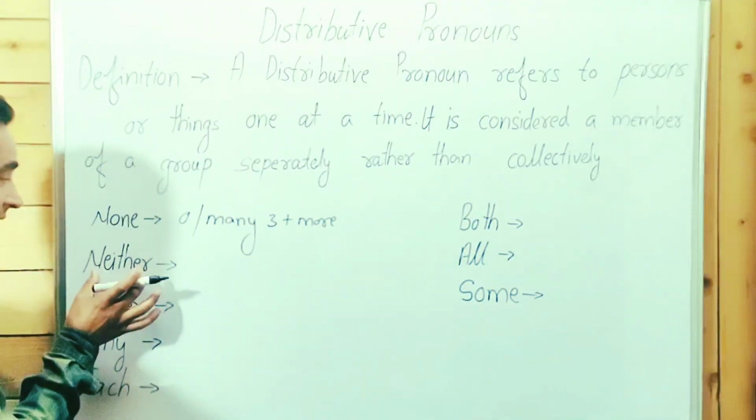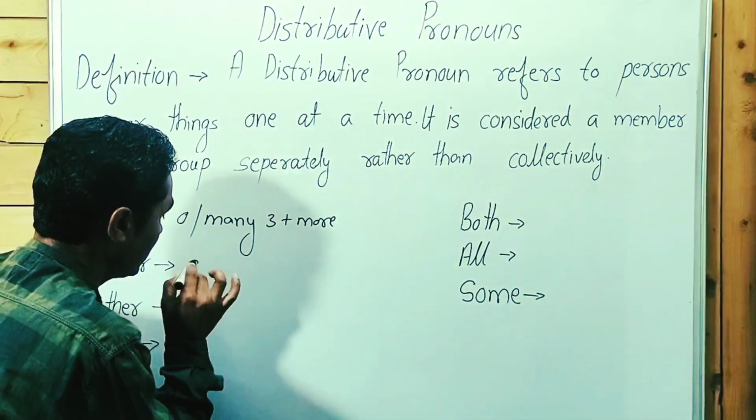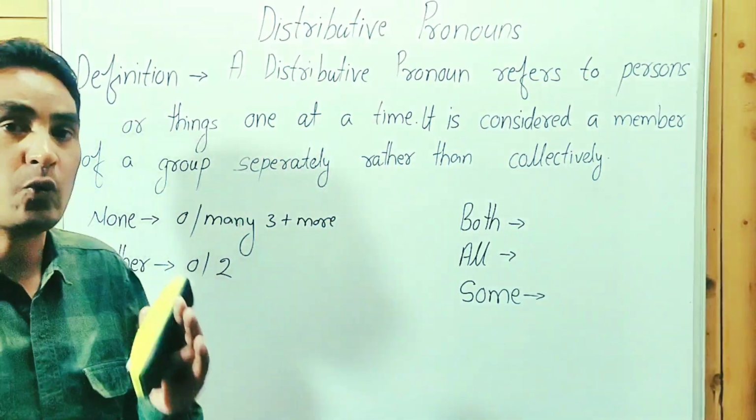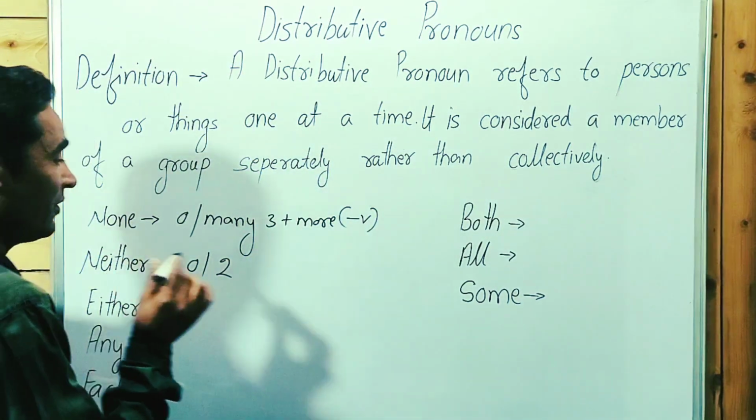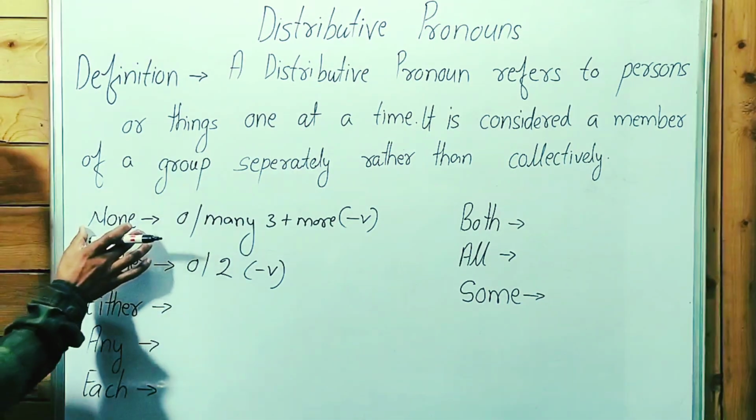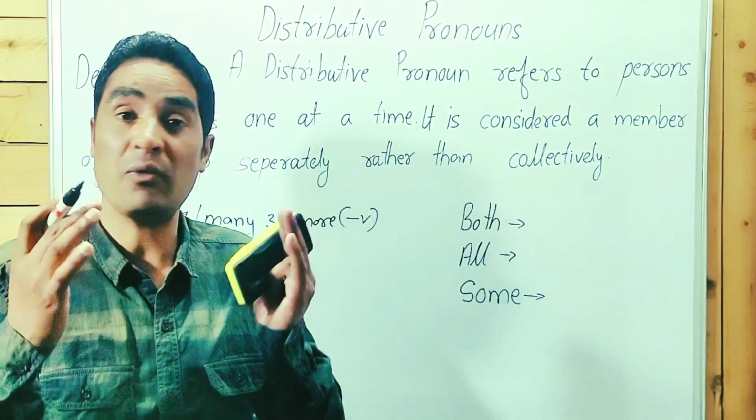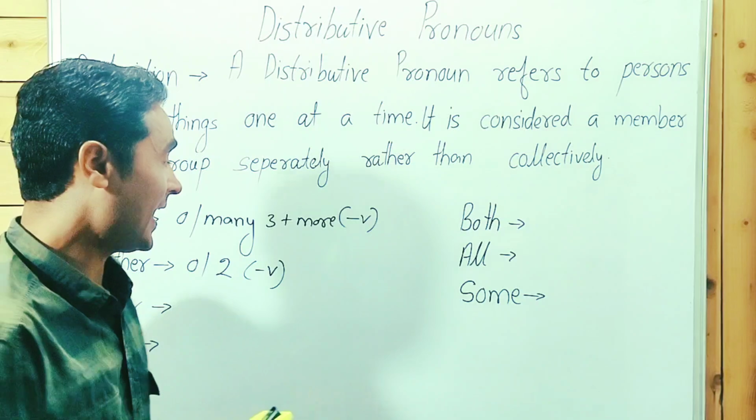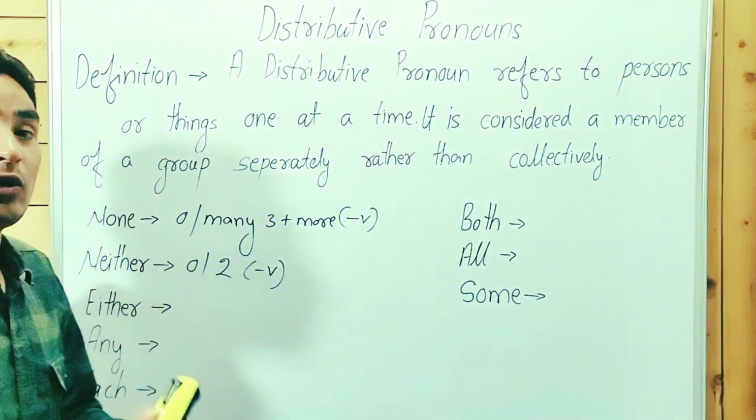When we talk about neither, we use neither to show zero out of 2. Point to be noted, both neither and none give us a negative sense. None is used for zero out of many, and neither for zero out of 2, in the negative sense. And none always takes a singular verb.